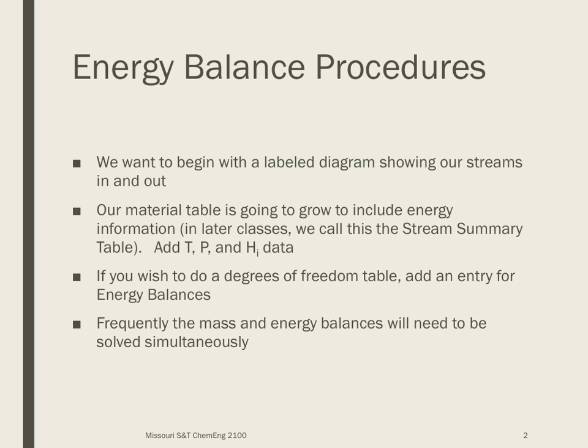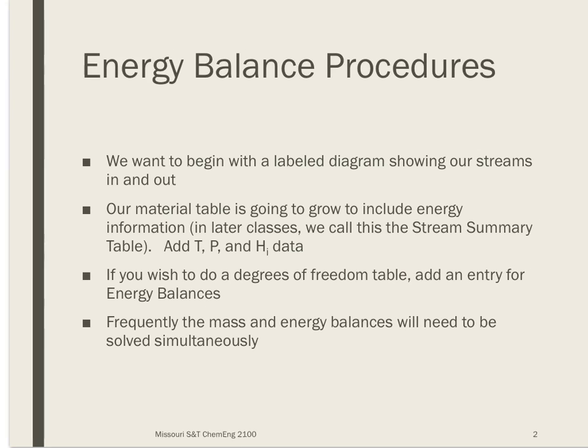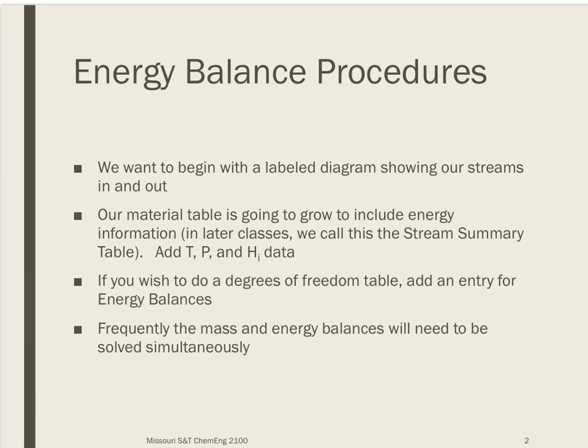Then you're going to do a degrees of freedom table. When you count how many equations you have, you'll need to add an entry for energy balances. And when you're looking for which variables you have, you may find that your unknowns might include things like temperature or how much heat is required for this system. Now, you'll then write the mass balance, write the energy balance, and it may be that you need to solve these simultaneously.